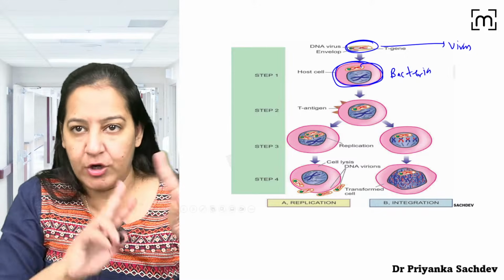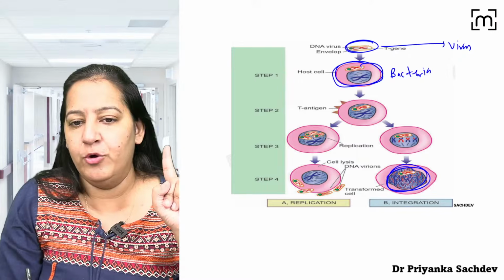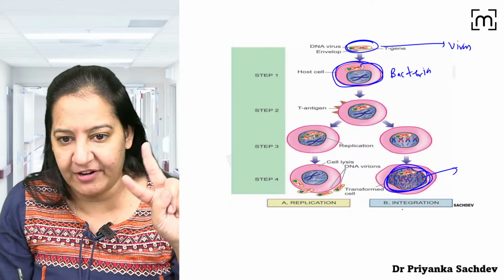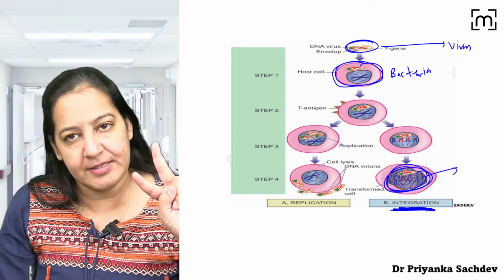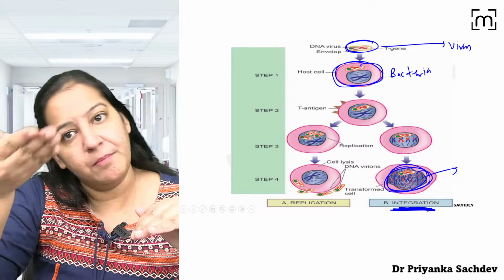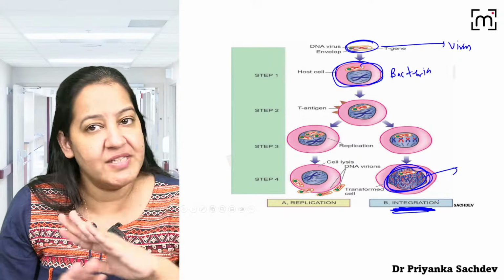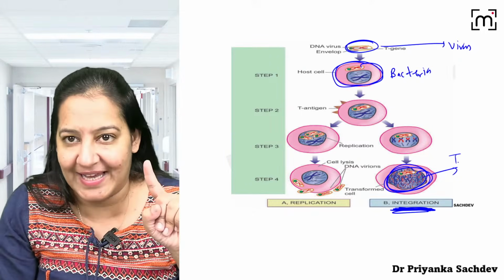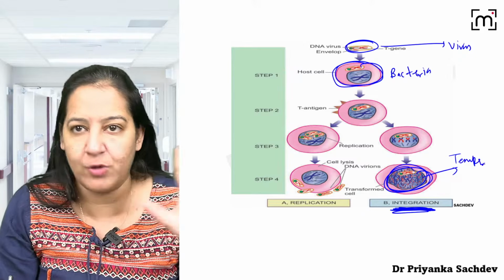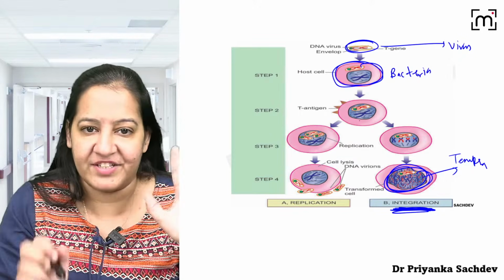After entering, there are two possibilities. Either the DNA of the two merge with each other: red, blue, red, blue. So merging is known as integration. The DNA of the bacteriophage merges with the DNA of the bacteria. This is known as integration. Integration is non-lytic. It is known as the temperate cycle. Temperate means non-lytic.